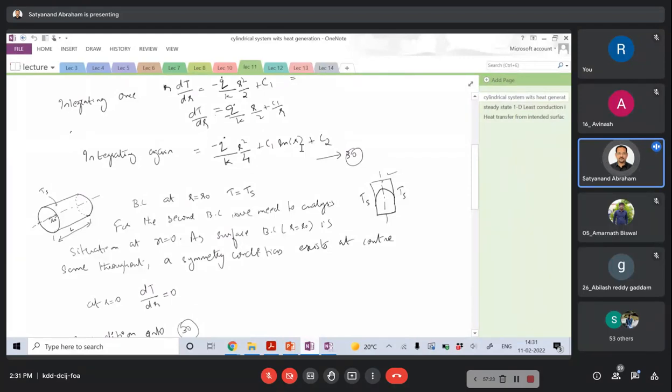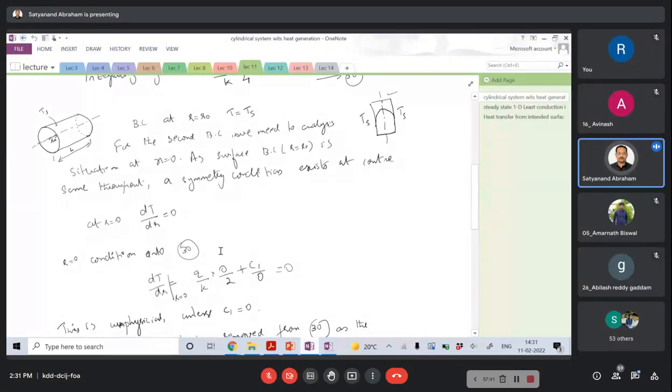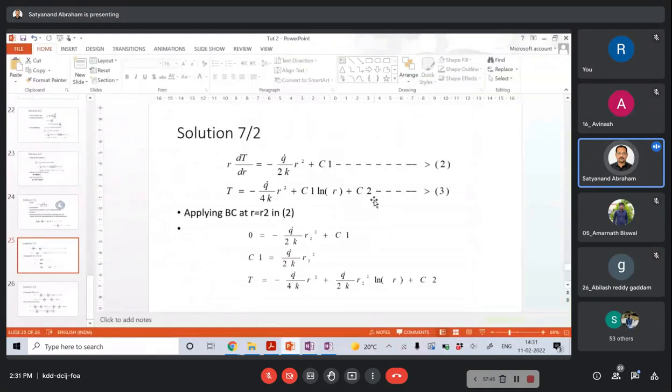But again, the logic is that at the center, since it is a solid cylinder, r is equal to 0 at the center. So ln 0 is undefined. The only way is that C1 should be equal to 0. By putting the boundary condition we also got the same condition. But here, C1 is not equal to 0, C1 has some value. Therefore this ln term is going to be here.